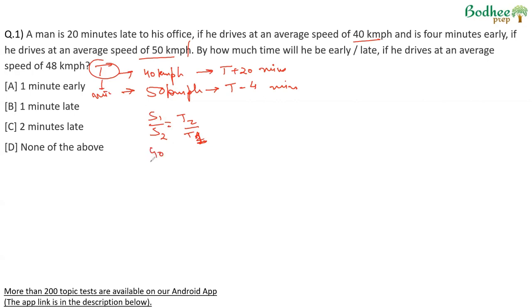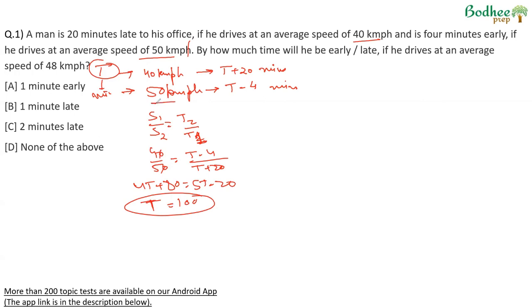So values will be 40, 50. T2 will be t minus 4, T1 will be t plus 20. Cross multiplying, 4t plus 80 is equal to 5t minus 20. 5t minus 4t is t, 80 plus 20 is 100. So time taken ideally should be 100 minutes.